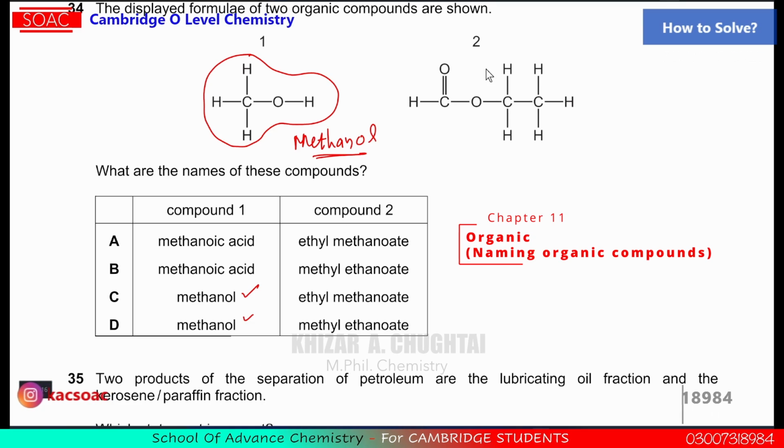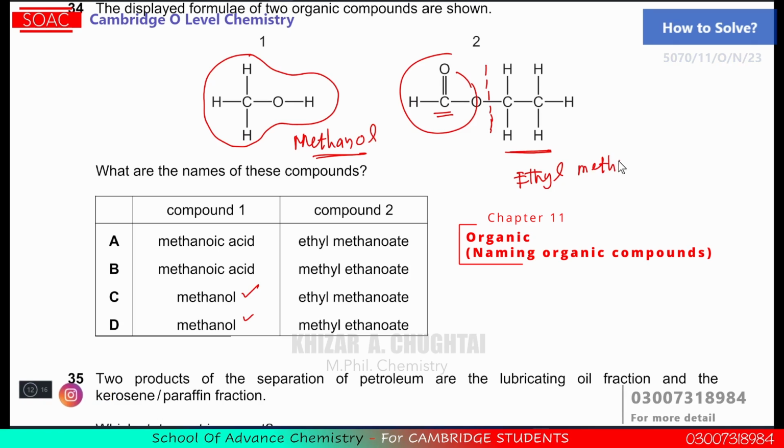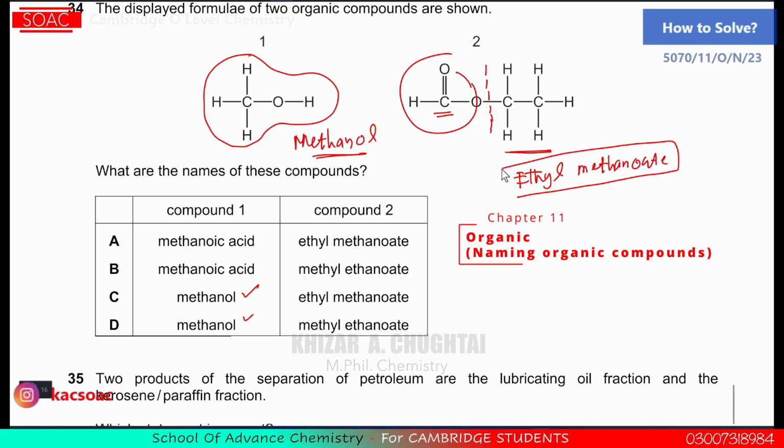This one, I'm going to cut this molecule from here so that both oxygen atoms are lying on one side and there is no oxygen group on the other side. It is going to be treated as a branch. So the 2 carbon branch will be ethyl, and only 1 carbon atom is over here. So its name will be meth-, -oate. Overall name is ethyl methanoate. So C is the correct option.